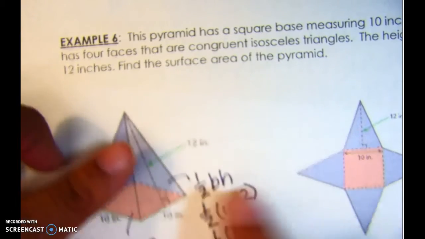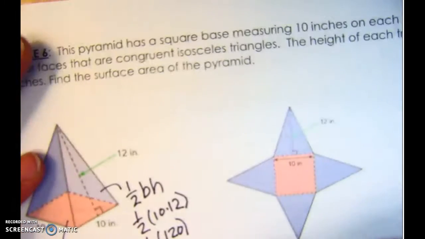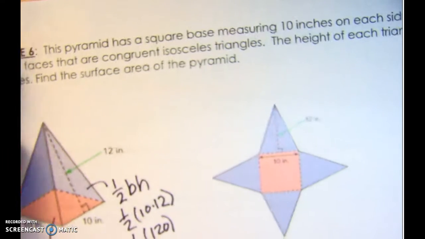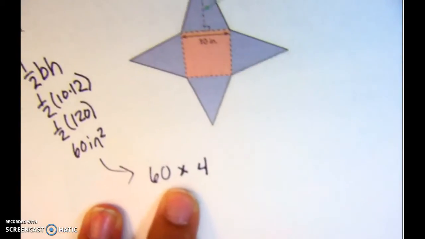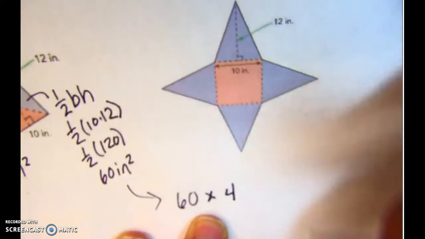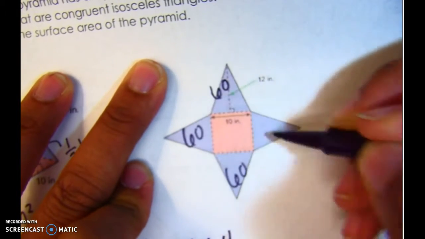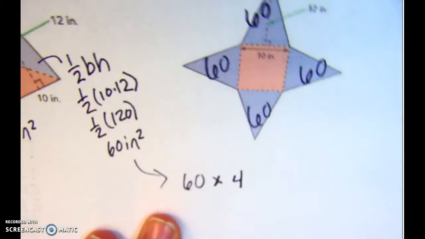I have 4 of them. So really I need to do the 60 times the fact that there are 4 triangles. There are 4 triangles going around. So I could add 60 plus 60 plus 60 plus 60, or I can multiply 60 times 4.